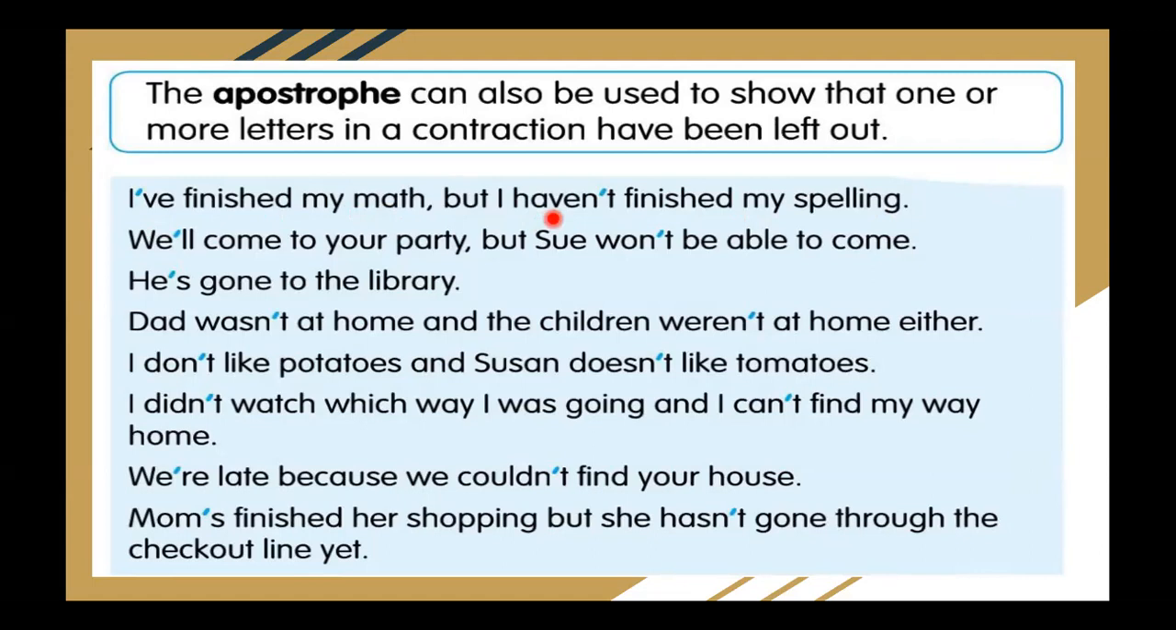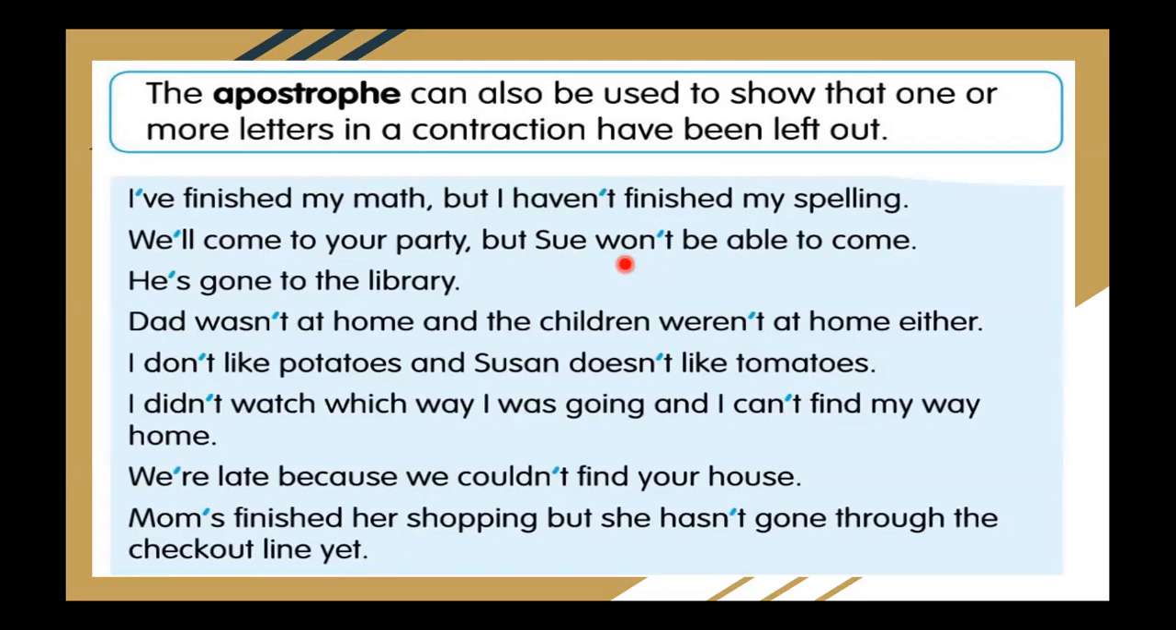Haven't. Very good. We'll come to your party, but Sue won't be able to come. So here, what's the actual word? We will come to your party. Yes, very good. We apostrophe double l. We'll come to your party. But Sue won't.